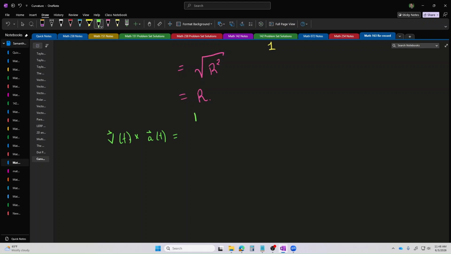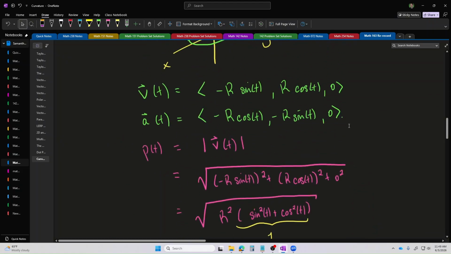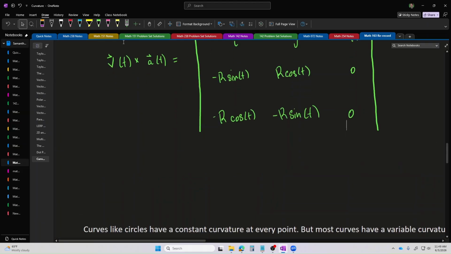And to that end, I'm going to use that exact same matrix determinant method that we've used for all the cross products that we have done up to this point. I hat, j hat, k hat in the top row, and then the entries of the vector v in the second row, and then the entries of the vector a in the final row. Using the standard determinant process, I can find the results of this calculation.